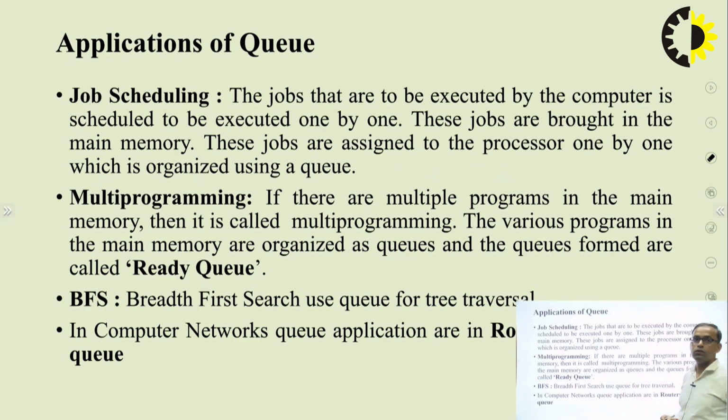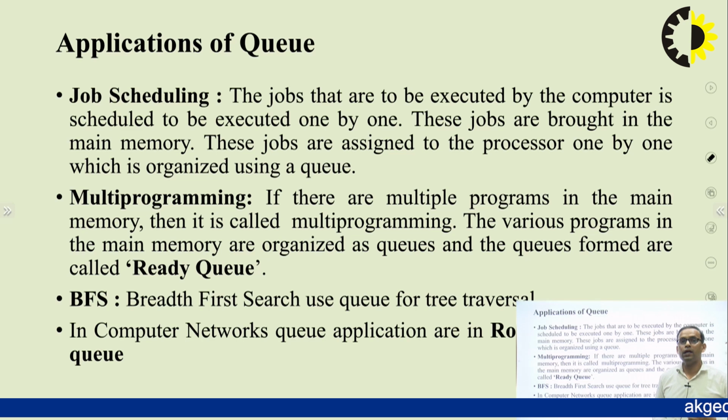So, applications of queue. Basically, queue data structure is widely used in some real world applications. Various applications where the queue is implemented: first one is job scheduling. Actually, whenever we work on a computer system, in order to execute the user process, it is the task of the operating system to provide different types of resources to the user process.